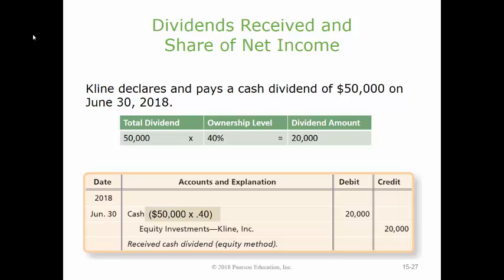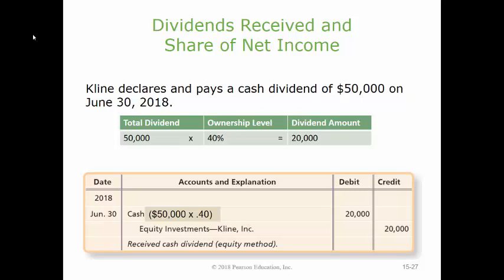For how much? Well, we're going to take their total amount of dividends that are being declared in this case. If Klein in total is saying we're going to pay $50,000 of cash dividends to be distributed amongst all of our shareholders, well, we own 40% of the company. We're entitled to 40% of those total dividends. So 40% of $50,000 is $20,000. That's the amount of cash they are going to send us, so we're going to debit cash for that $20,000.